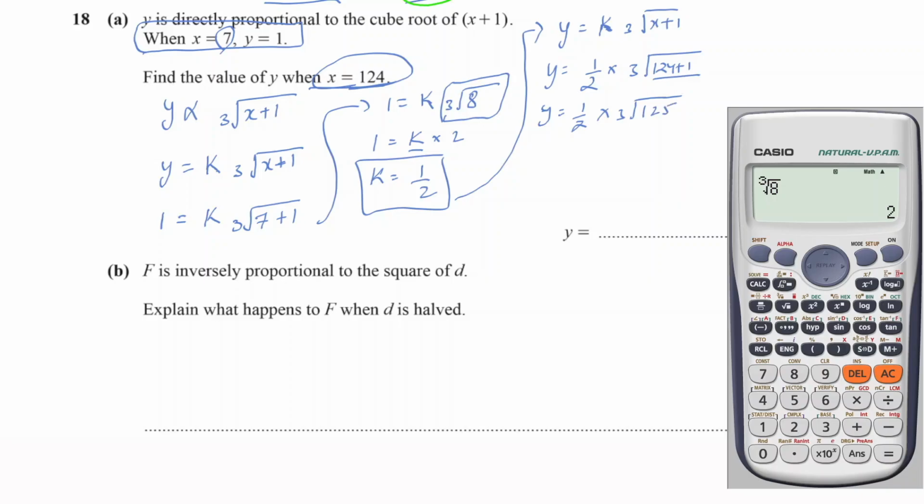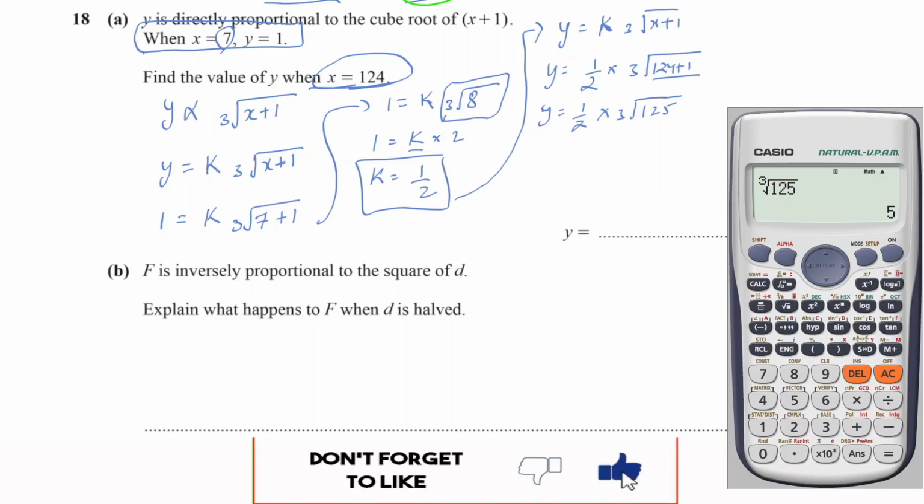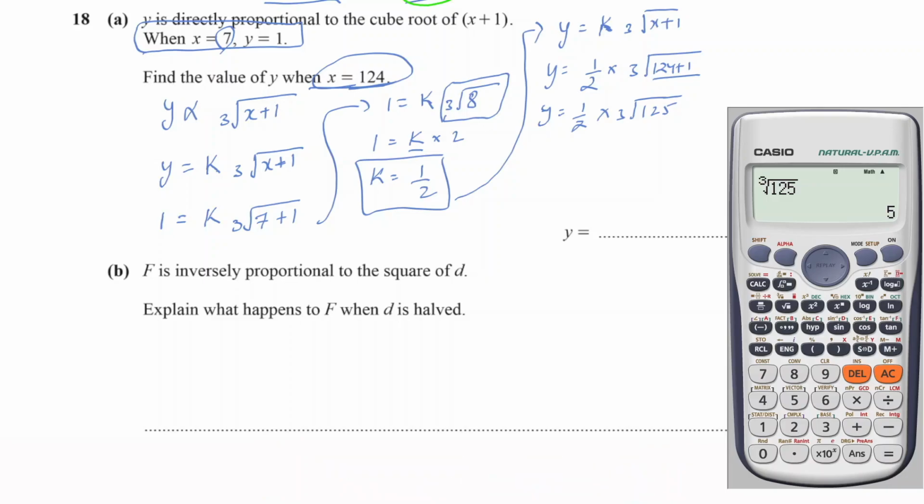So what is the cube root of 125? Let's find that. The cube root of 125 gives you 5, right? So y equals 1 by 2 into 5. Okay, let me take it out.